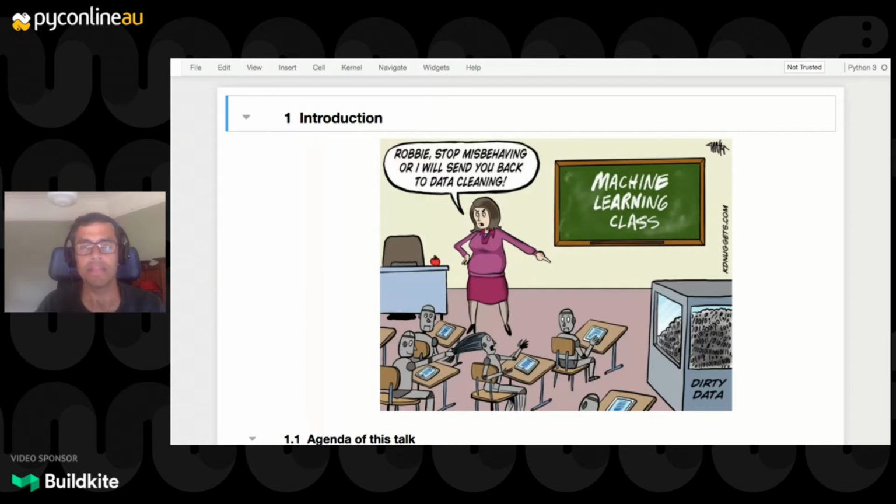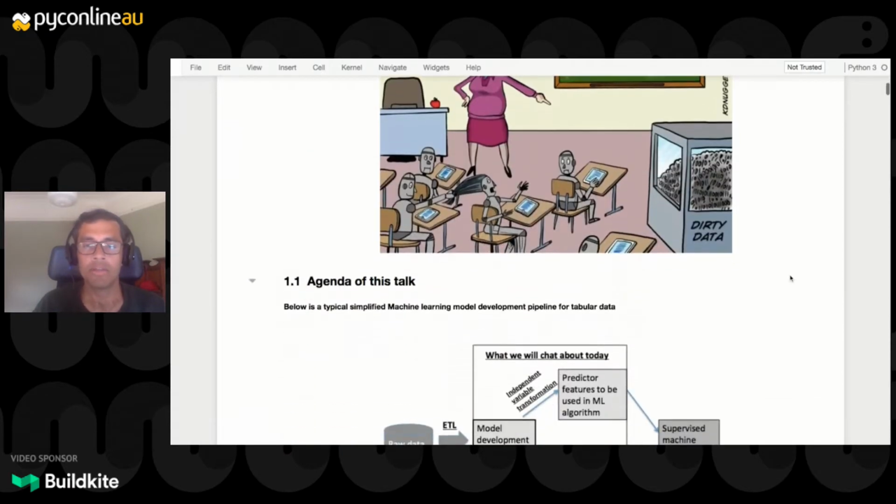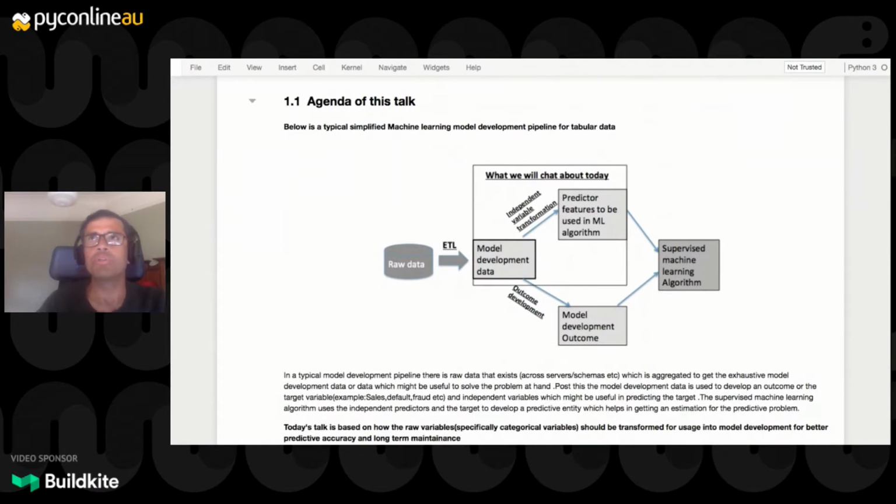We will try to finish everything in about 20 minutes so that we have some time for discussion or to take some questions. So let's proceed. What you see on the screen right now is a simple schematic of a machine learning model development pipeline. It's a very simplistic schematic, where you have raw data that you normally get from different places, different schemas, probably scraping it through the web and so on. For model development, you capture it at one place so that you can munge it and play with it. Depending upon the business problem that you're trying to solve, you will develop a model development outcome.